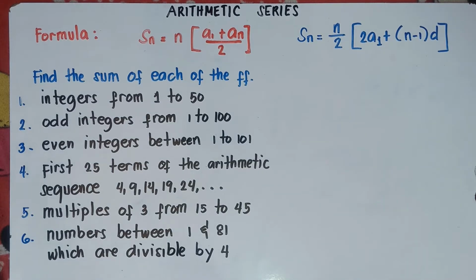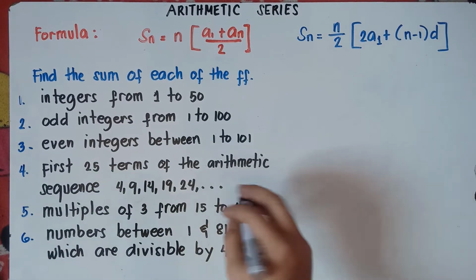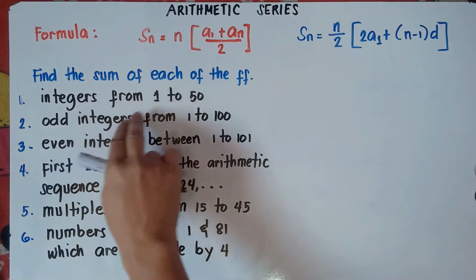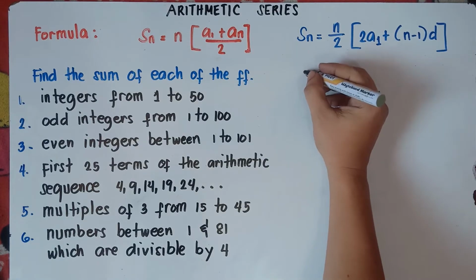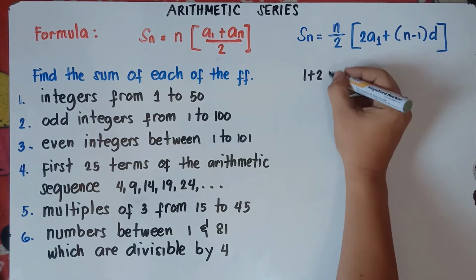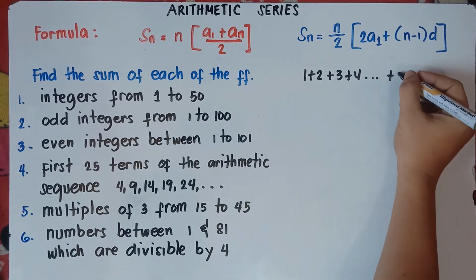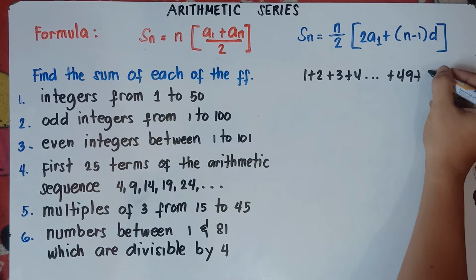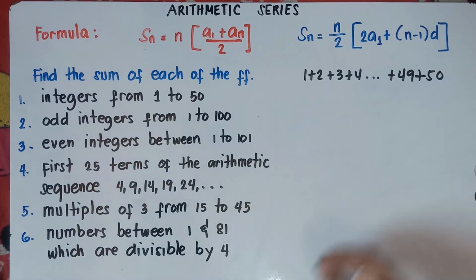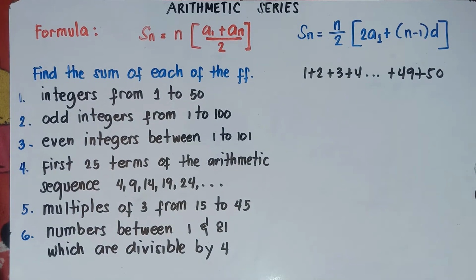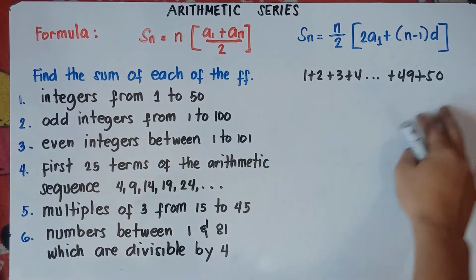So let's try number 1. Find the sum of each of the following. Number 1, integers from 1 to 50. Alright, we're looking for the sum of the integers from 1 to 50. So we have 1 plus 2 plus 3 plus 4, and so on, plus 49 plus 50. We're looking for the sum of integers from 1 up to 50.